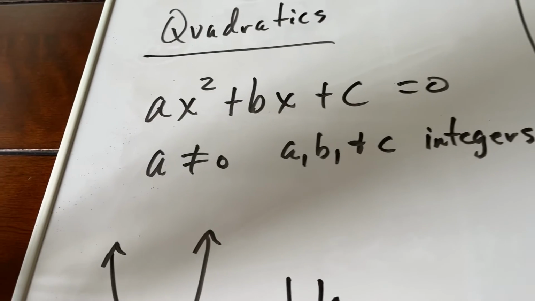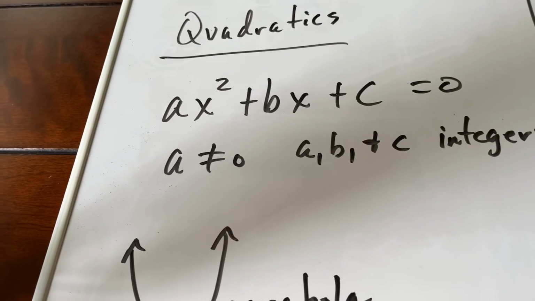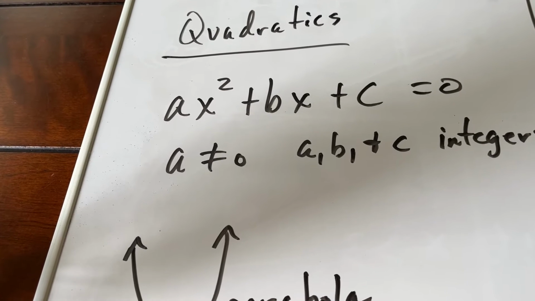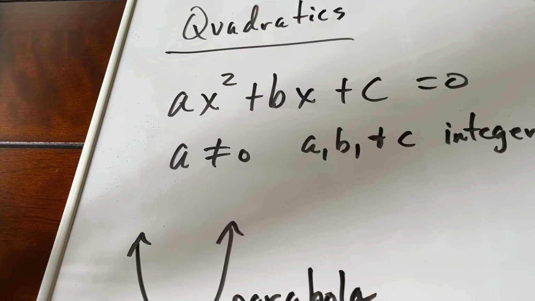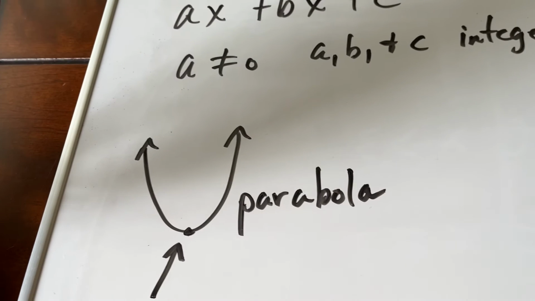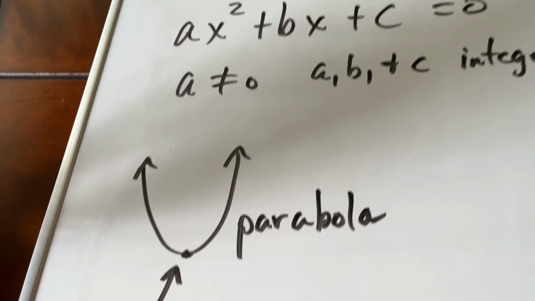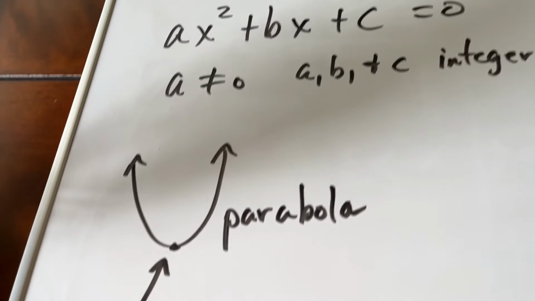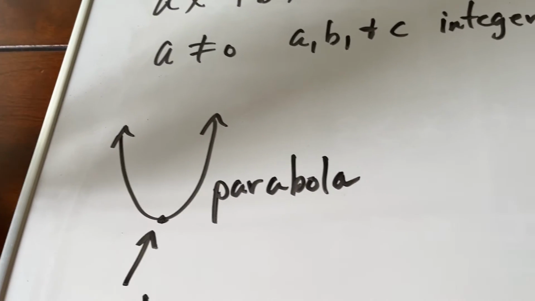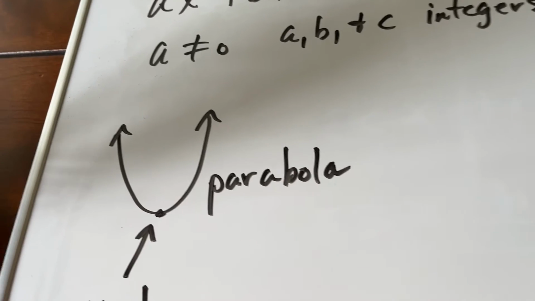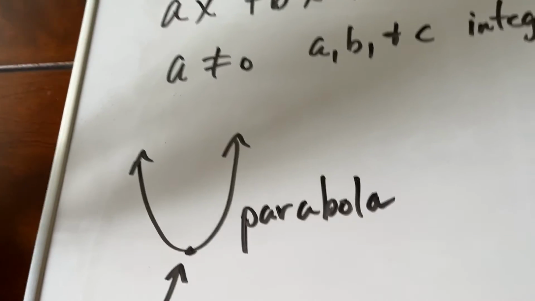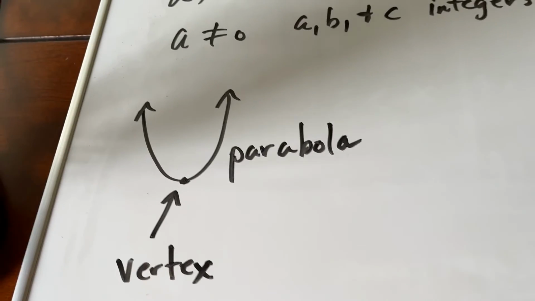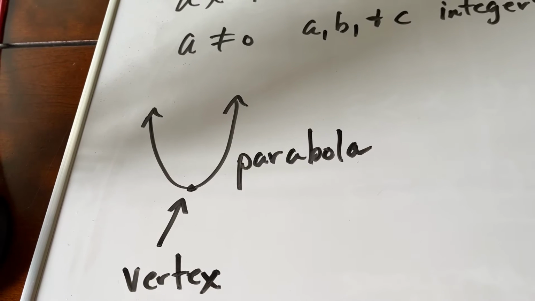So this a term in the quadratic determines which way the parabola opens. If a is a positive number, it's going to open upward like this. But if a were a negative number, then it would be opening downward. It would be a frown face, if you will. So this is a smiley face, and if a is negative, then it would be like a frown face.